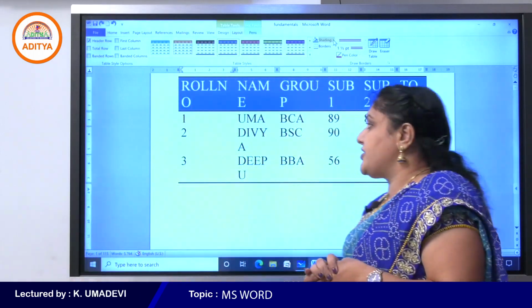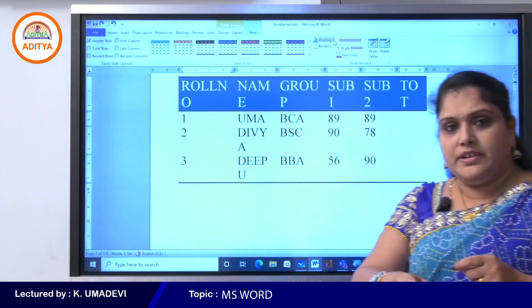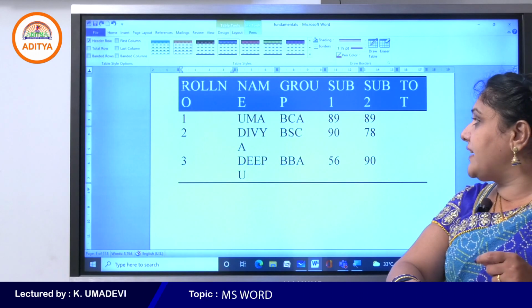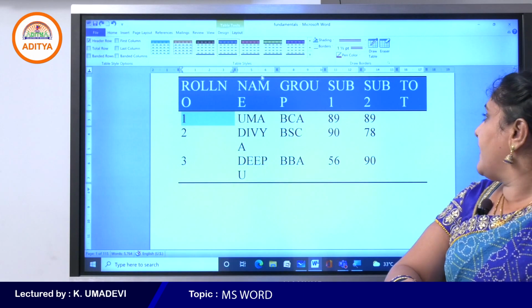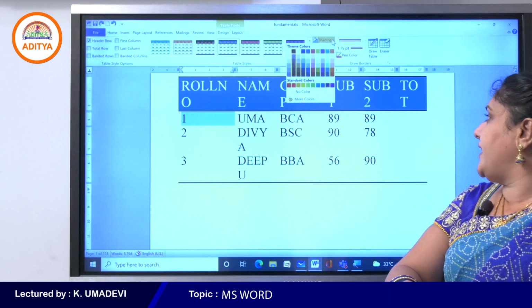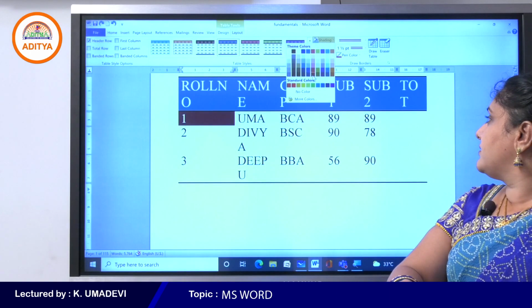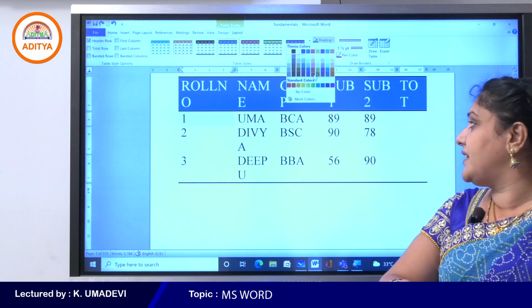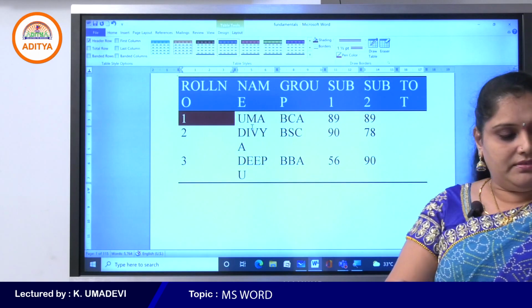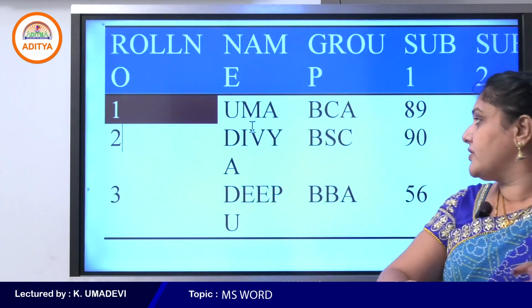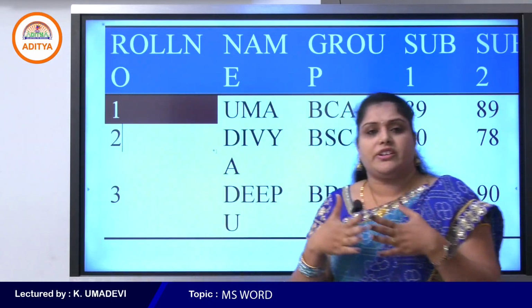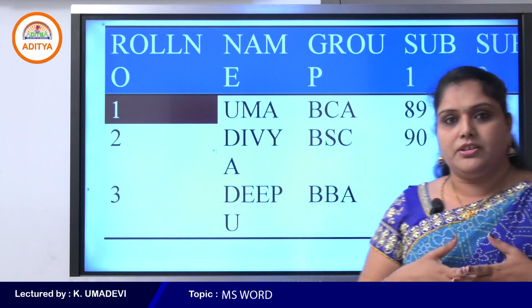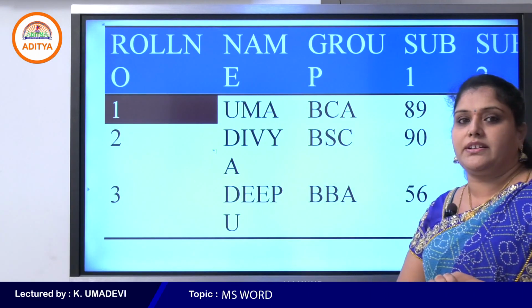See, if you want to set the background of a particular cell, first select the cell and you can go with shading and select any one of the colors. See, so this cell background has been colored. Like this you can select any one of the cells to color the background of that particular cell.